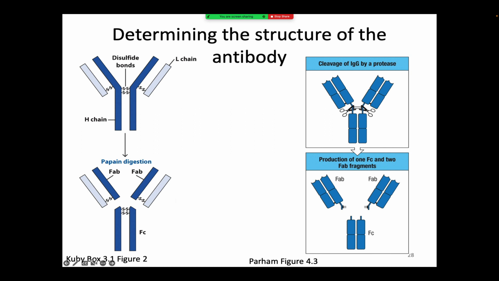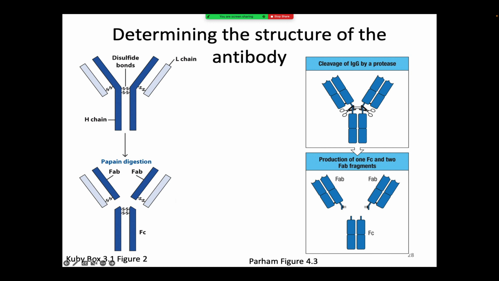And so they used this protease that people cared about back in the day. Now people only care about it because of papayas. And they cut up the antibody. When they did their papain digestion, they got the antibody in 3 different parts. You can see those 3 parts here.